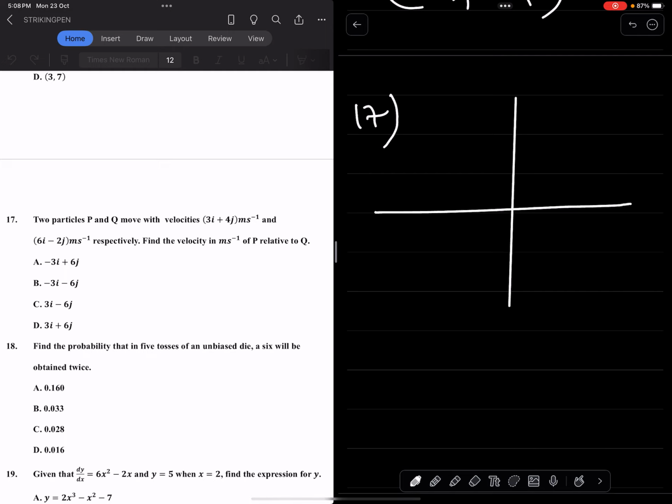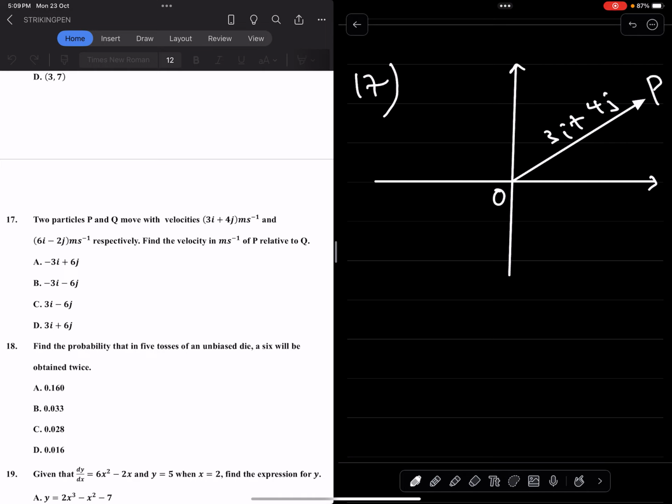Let's just sketch it here. This is the vertical axis and this is the horizontal axis. So the first one is 3i plus 4j. This is the origin. This is 3i plus 4j. That's going to look like this. Let's have a beautiful arrow there. This is P, and that is 3i plus 4j.